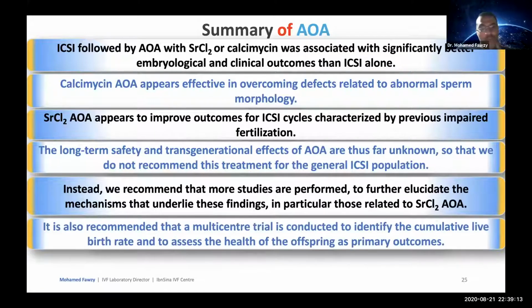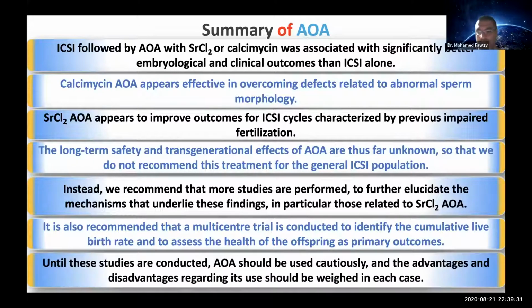It is also recommended that multi-center artificial oocyte activation trials should be conducted, identifying the cumulative live birth rate as a primary outcome, including the offspring health as also a primary outcome. Until these studies are conducted, artificial oocyte activation should be used cautiously, and here we underline this, cautiously, not routinely, as some of the centers overseas are doing.